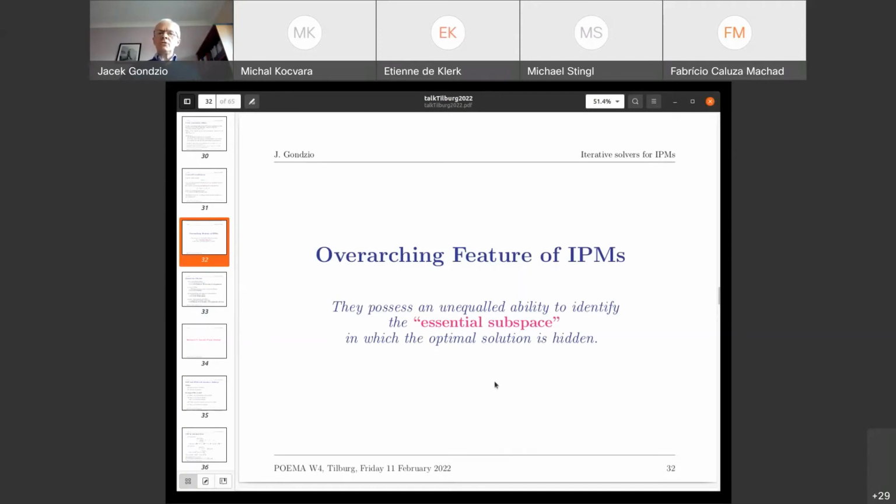What do I mean by this? It is this ability to identify what is basic and non-basic. And interior point method very quickly focuses all the computations on the basic part. Basic is not understood in the same way as in the simplex method. Basic is understood as the set of variables which are likely to be non-zero at optimality, and non-basic, the set of variables which are likely to be zero at optimality.